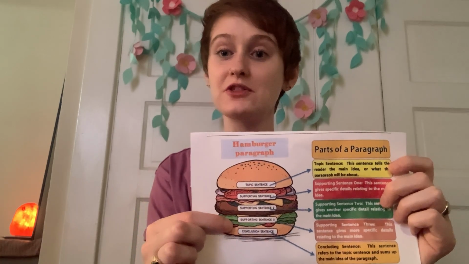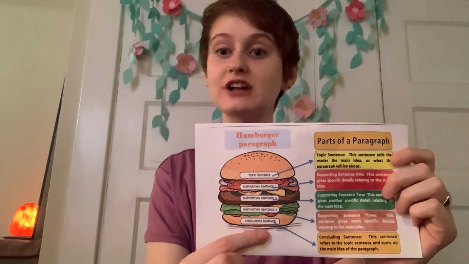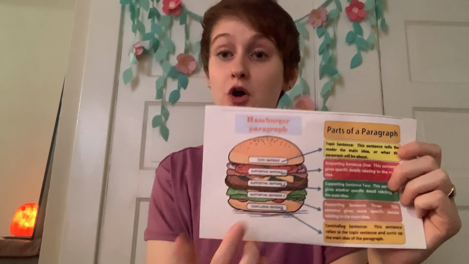We're going to add all those details, and then we're going to close it out with our concluding sentence, which is that bottom bun that's just going to wrap everything up and make it all tie together really nicely to remind our reader what it is that they're reading about. And once you do all of those things, you will have written an entire paragraph all by yourself. So you can give yourself a pat on the back, because that is a really big accomplishment.